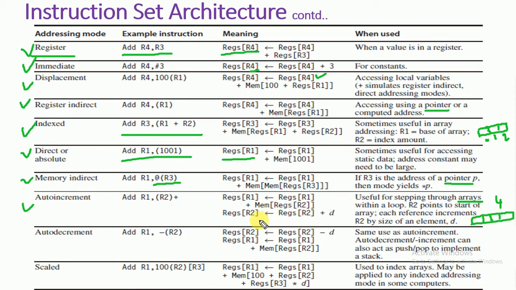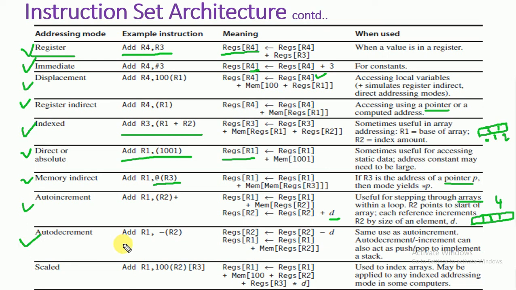So after doing this manipulation, the second register will be incremented by the type size. If it is integer, it will be incremented by 2. You can imagine why, because the next value will be after 2 bytes only. Whatever be the size of the first element, the next value will be placed after 2 bytes only. So that D indicates the size of the type of array.